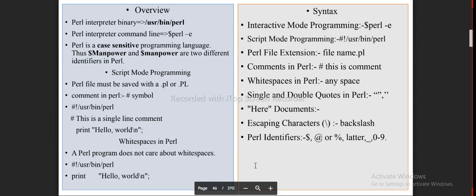The Perl interpreter binary is /usr/bin/perl. The Perl interpreter command line is $perl -e. Perl is a case-sensitive programming language. Thus $Manpower and $manpower are two different identifiers in Perl. Script mode programming.